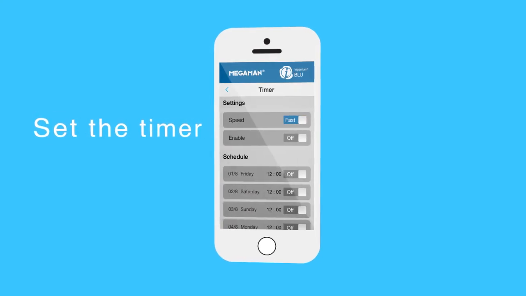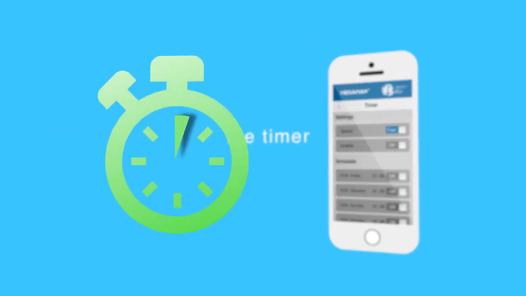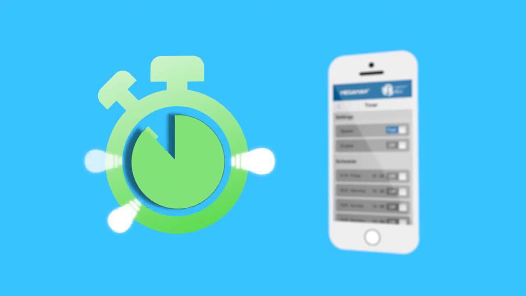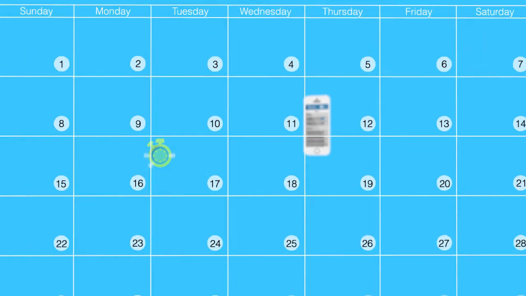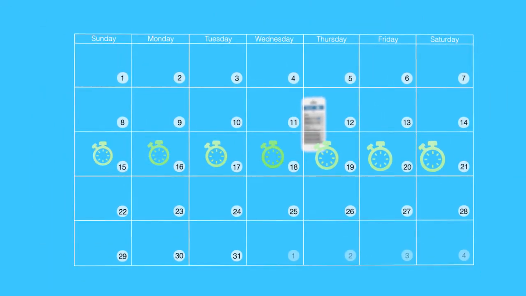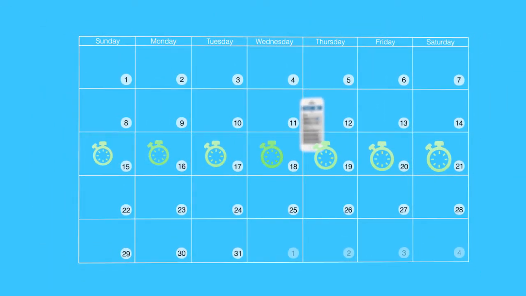Set your timer to automatically turn your lamps on or off according to your schedule. Go to the Timer page to set a specific time each day, and schedule in your lamps for up to 1 week. This could lead to higher energy savings.